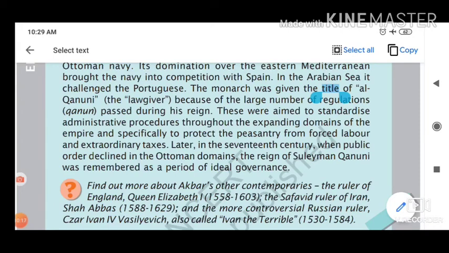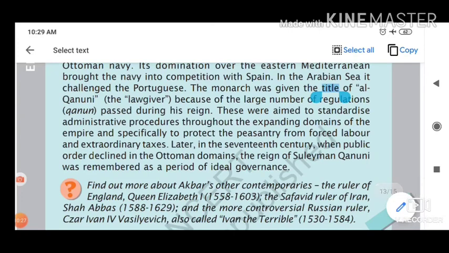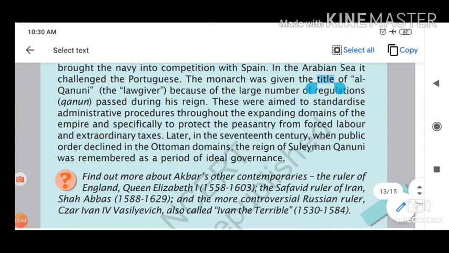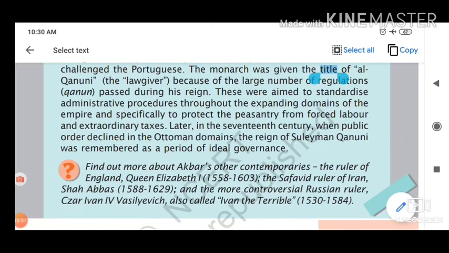To standardize the administrative procedures throughout the territories conquered by the Ottoman army, and to protect the peasantry from forced labor and extraordinary or unwanted taxes. In the 17th century, when public order declined in the Ottoman Empire, the period of Suleiman Kanuni was remembered as a period of ideal governance, because the period of Suleiman Kanuni was better than that of his successors.